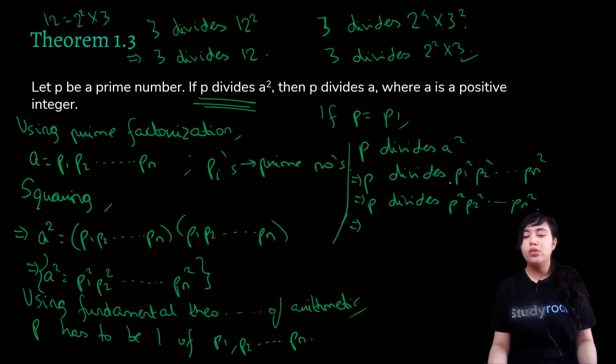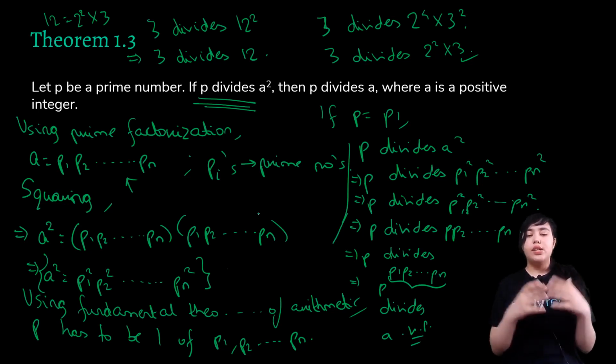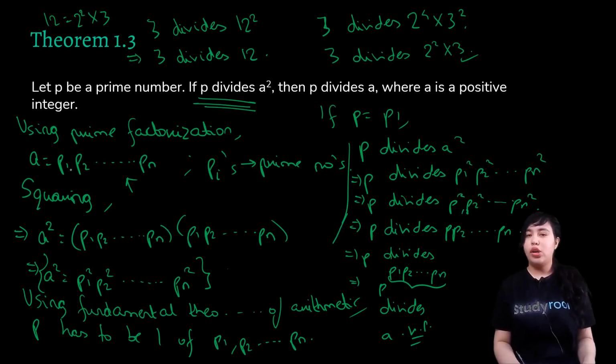Now if I take the square root of this term, I get p divides p, p2 going on to pn. Now we know what our p was. I took it to be p1 only. So that means p divides p1, p2 going on till pn. And what is this expression? This is nothing but your a, right? So this means p divides a, hence proved. So what we did is we used prime factorization. We wrote a as a product of its prime factors.